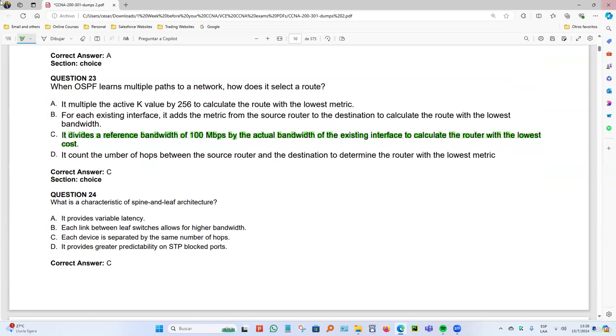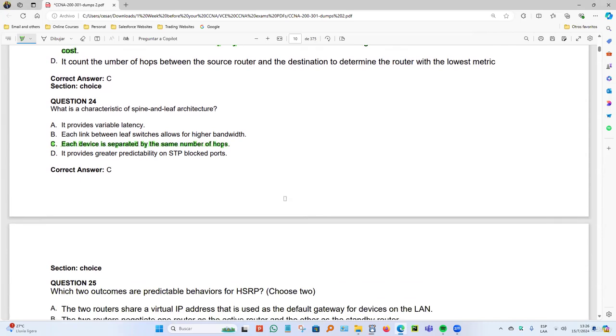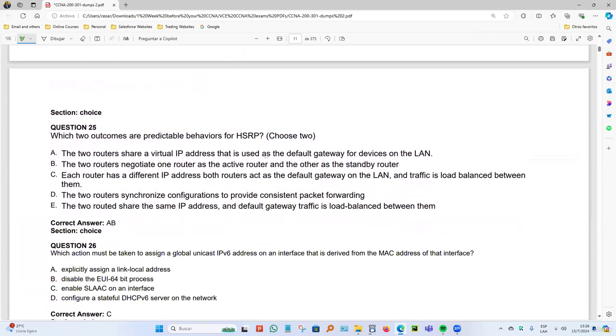What about question 24? What is a characteristic of a spine and leaf architecture? So what is a characteristic of spine and leaf architecture? The answer is C. Each device is separated by the same number of hops. To be honest, I didn't know this one. This is new for me. Each device is separated by the same number of hops. We learned something new today. Nice. We are working along with the spine and leaf architecture.